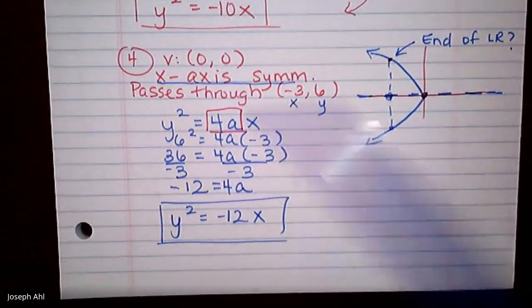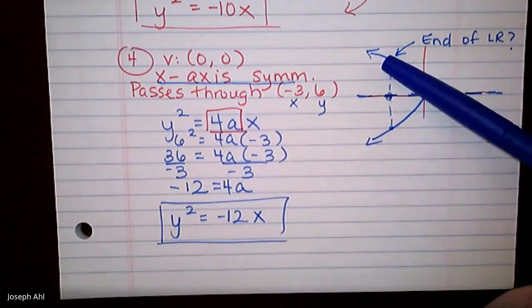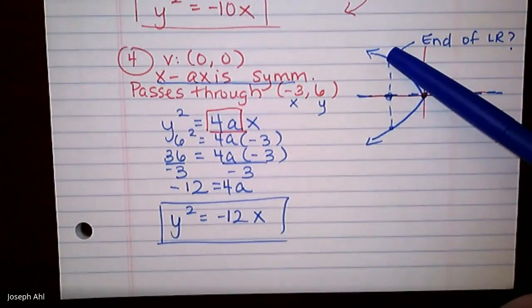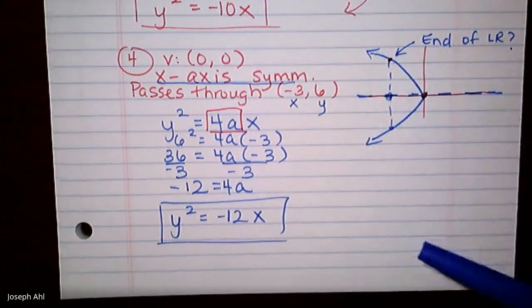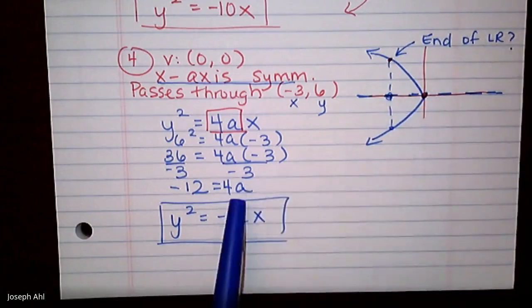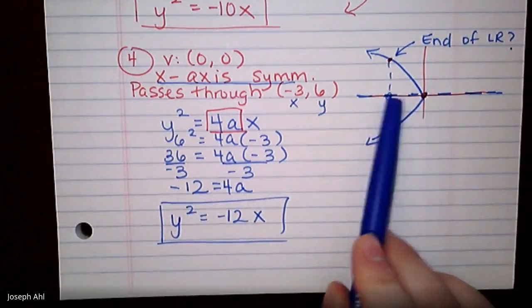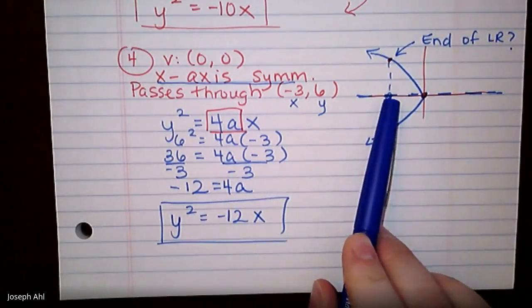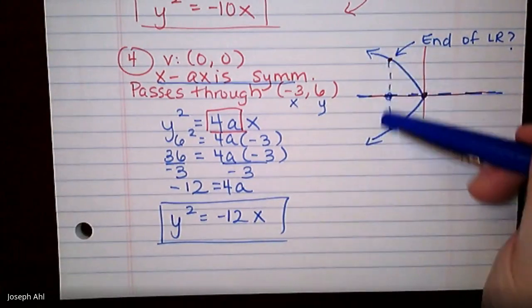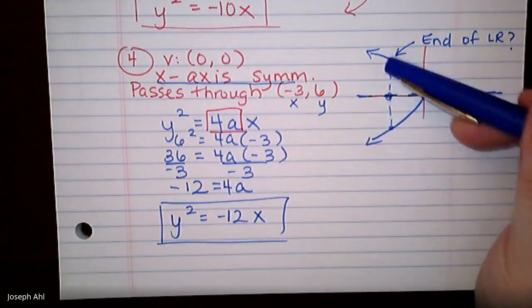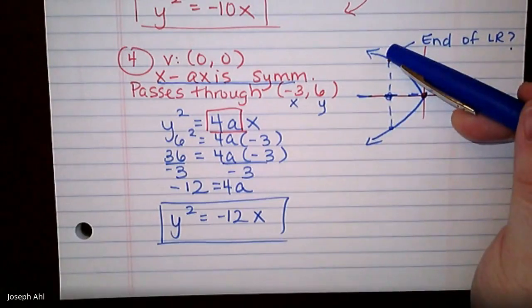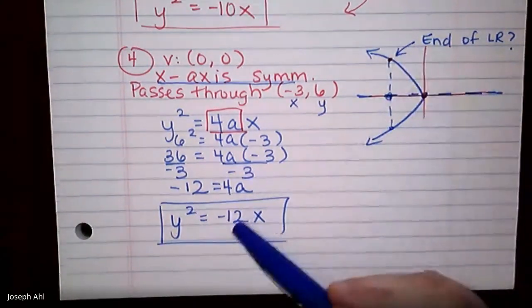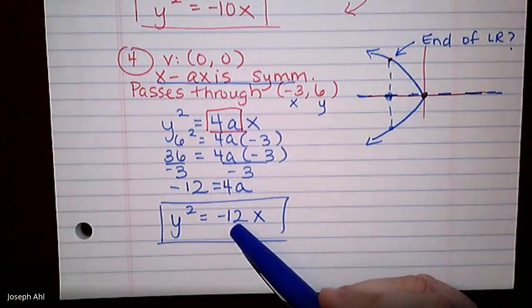So just to go back to this thought, was this an endpoint of the LR? And it turns out in this scenario that actually it was. Why do I know that? Because remember, if A is negative 3, if I go 3 to the left, that's the focus. So if that segment that I connect down goes through the focus, then these are the endpoints of the LR. And the LR would have a length of 12, which corresponds with this value right here.